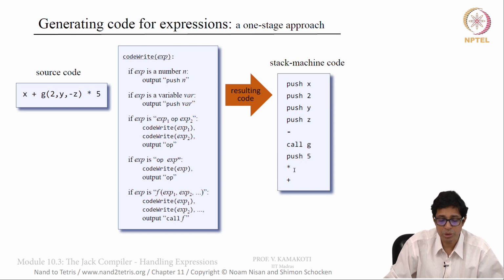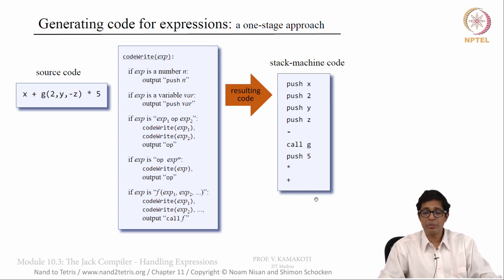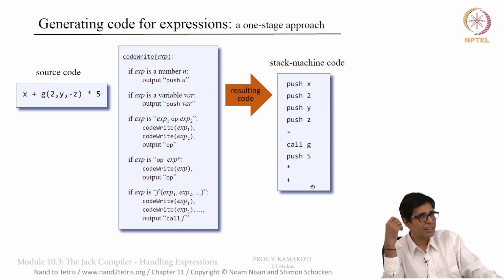Now I say push 5 and do star. So whatever the result of this G of 2 comma y comma minus z gets multiplied with 5, and that answer will be on the top. Now I do plus, that gets into x plus this. So this is how we actually start generating code for expressions.